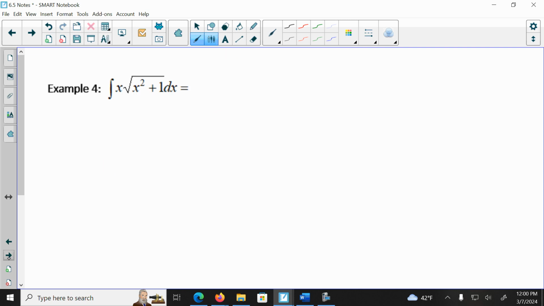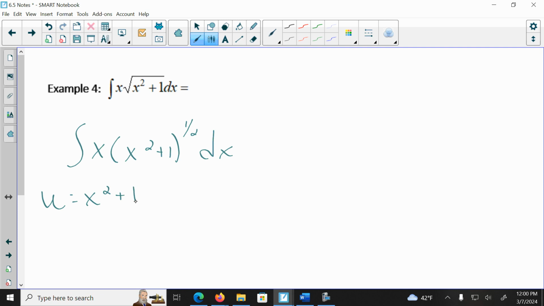So this one, I'm looking at this, I'm going to rewrite it. So I have x times x squared plus 1 to the 1/2 dx. What am I raising to a power? What's being raised to a power? Evan? X squared plus 1. So I'm going to say u is equal to x squared plus 1.